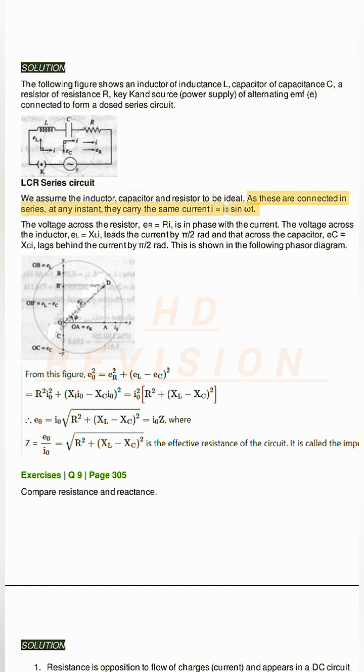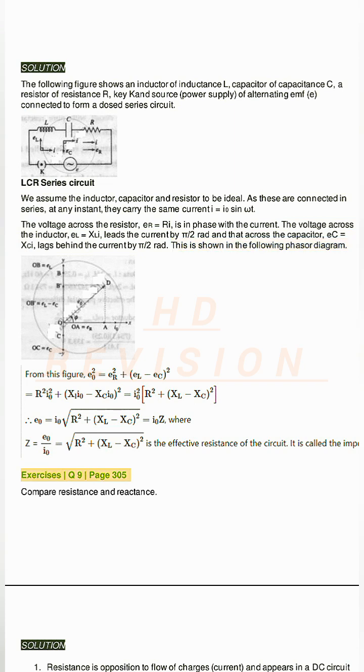As these are connected in series, at any instant they carry the same current I equals I0 sin ωt. The voltage across the resistor, E_R equals RI, is in phase with the current. The voltage across the inductor, E_L equals X_L I, leads the current by π/2 radians, and that across the capacitor, E_C equals X_C I, lags behind the current by π/2 radians. This is shown in the following phasor diagram.